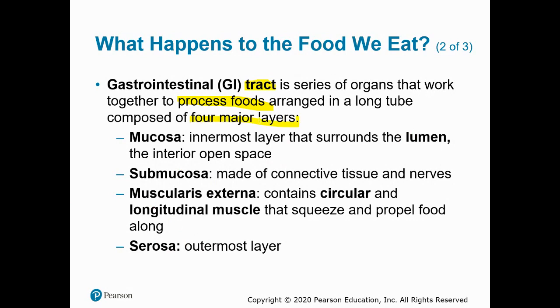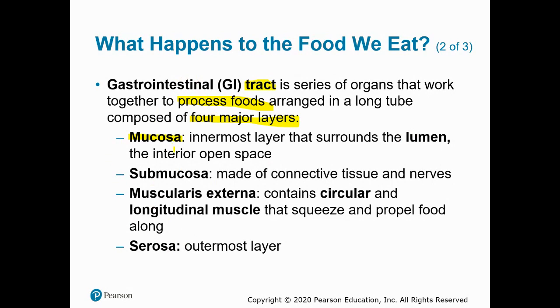So there are four layers of this tube. This is helpful, you know, especially if you do go into medicine or nursing. It's also important in nutrition for sure, or especially if you go into dietetics. But otherwise, we won't focus too intensely on it.